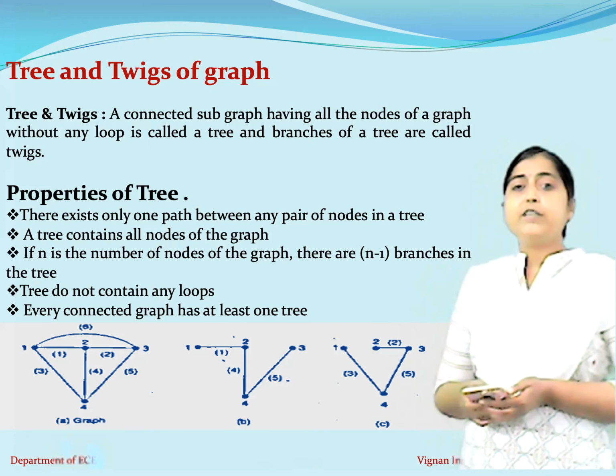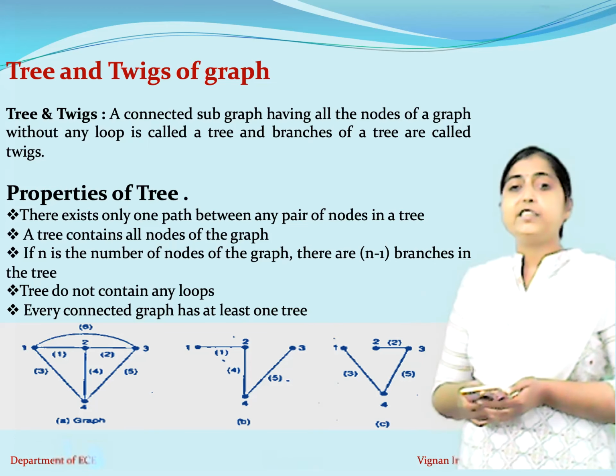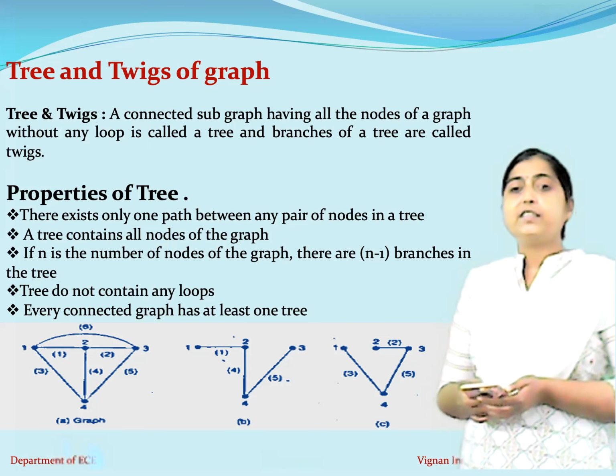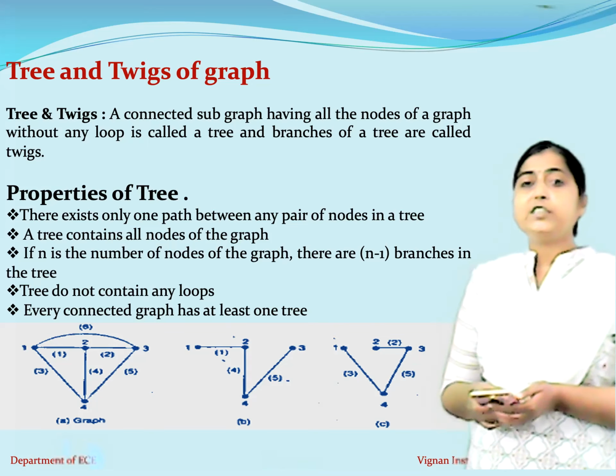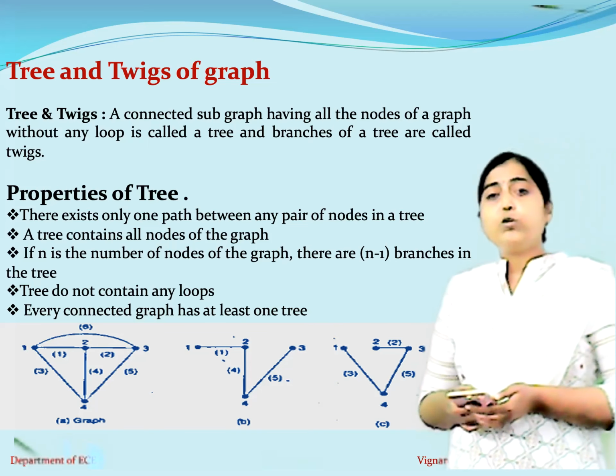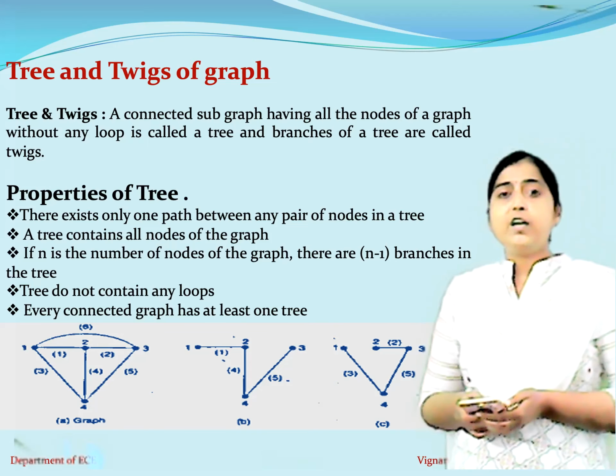So if you see here, from this node to this node, there exists only one path. From this node to this node, there exists only one path. From this node to this node, there exists only one path. That means you need to draw a tree such that between any two nodes, there exists only one path.